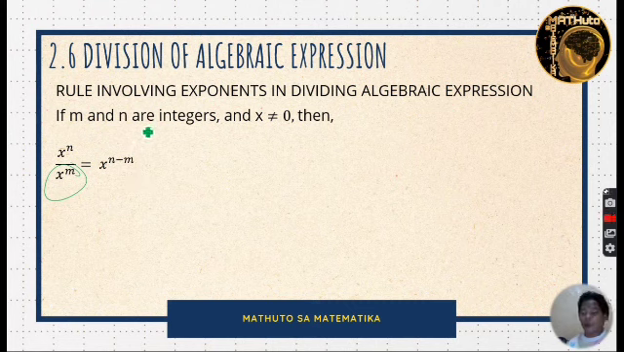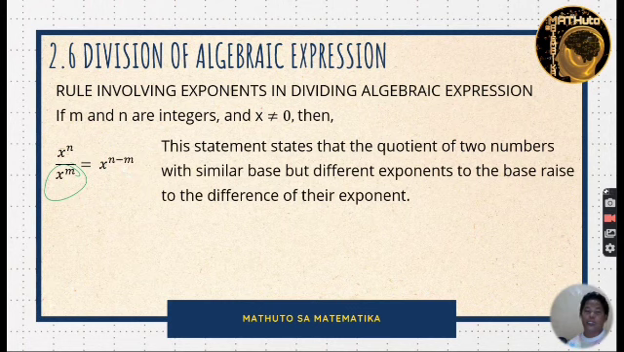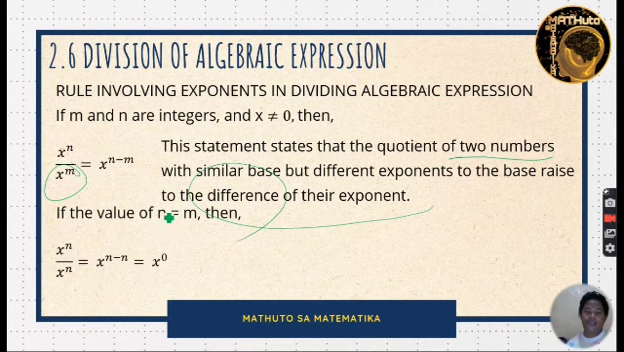We're going to subtract the exponent from the numerator and to the denominator. So, this statement states that the quotient of two numbers with similar base, tandaan po natin, with similar base lang po, but different exponents is the base raised to the difference of their exponent po. So, yung difference po ng exponents nila, yun ang magiging value po ng base po. So, pag ganito po, x raised to n divided by x raised to n, so the value is x raised to 0.